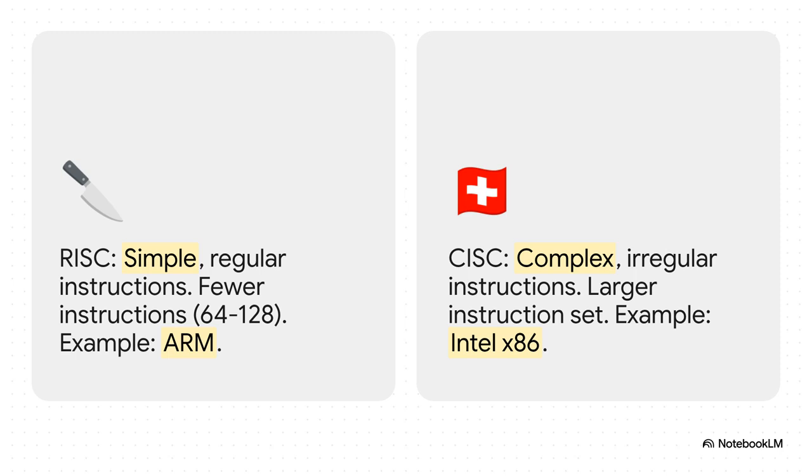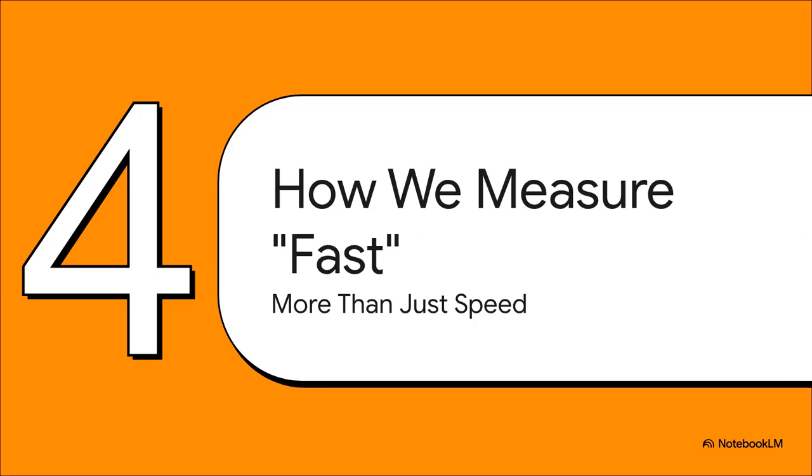This is exactly why your phone, which needs to be crazy power efficient, uses a RISC-based ARM processor. And your powerful laptop, which has to run decades of complex software, often uses a CISC-based Intel chip. It's our first big hint that there's no single best choice here. It's all about trade-offs. So, which one is better, the set of knives or the Swiss Army knife? Well, to even begin to answer that, we first have to agree on what better or faster actually means.